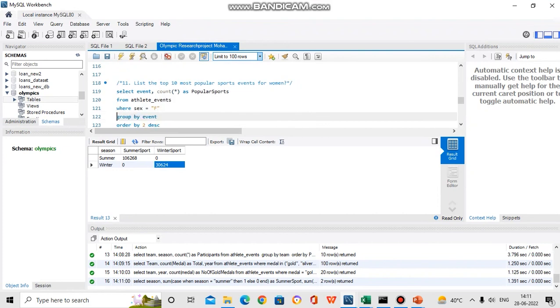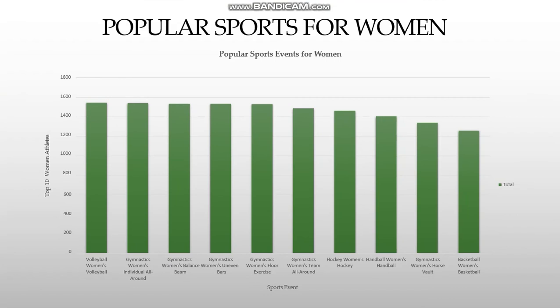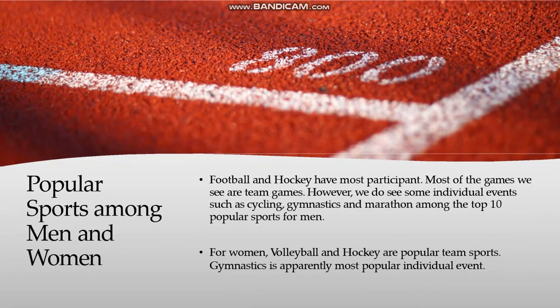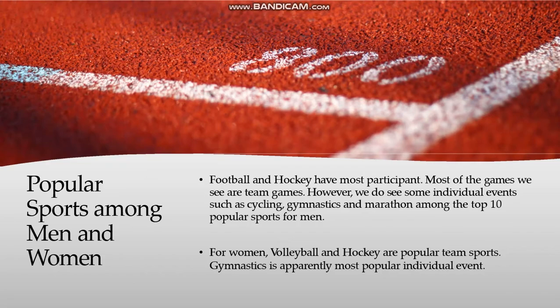Now comes the top 10 most popular sports events for women. As we can see, football and hockey have the most participants. Most of the games we see are team games. However, we do not see some individual events such as cycling, gymnastics, and marathon among the top 10 popular sports for men. And for women, volleyball and hockey are popular team sports. Gymnastics is apparently the most popular individual event. So as we can look from this chart.